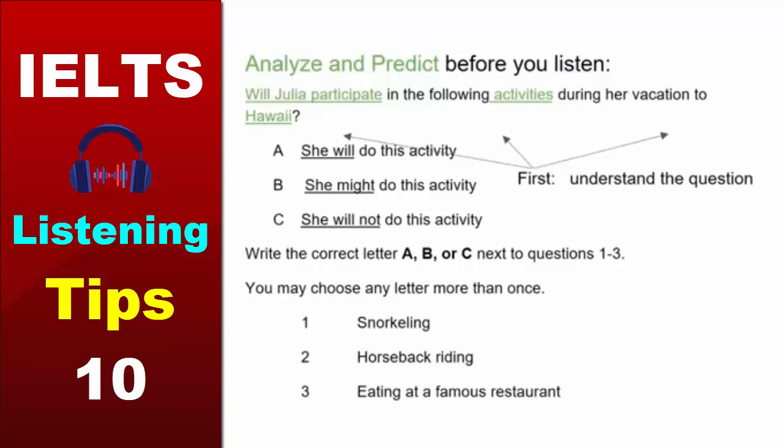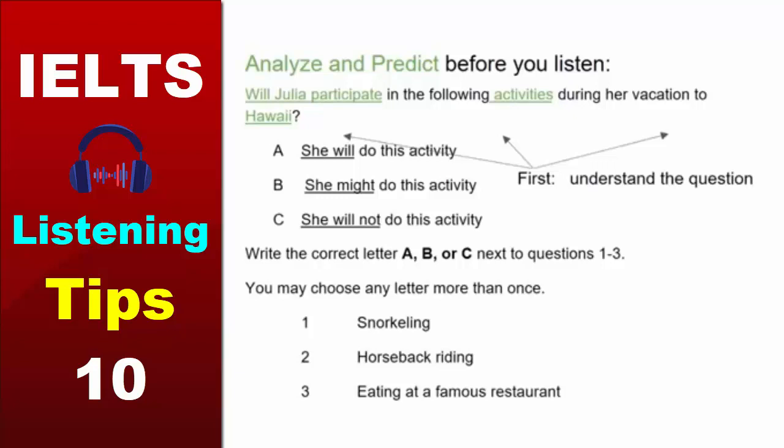Okay. Also, do we know that Hawaii is the only vacation we're going to be hearing about? Maybe there are going to be other vacations discussed, and we need to keep that information straight as well. So that's why I underlined, will Julia participate? Activities in Hawaii, because we need to keep straight that this is the specific information we're supposed to listen for.